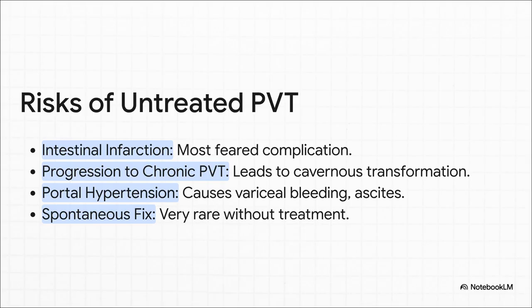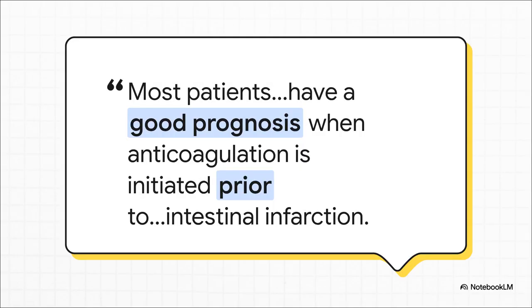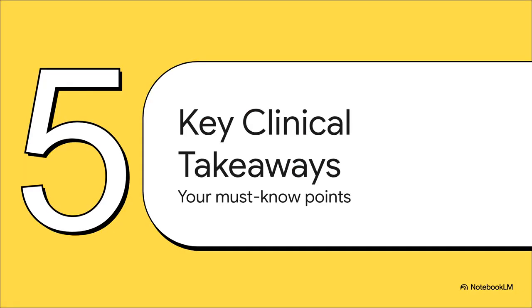But even if the patient dodges that bullet, an untreated clot is just going to become chronic. That leads to that cavernous transformation we talked about, which is really a sign of long-term portal hypertension, and that opens a whole new can of worms, like variceal bleeding and ascites. Just hoping it goes away on its own is not a strategy. But here's the good news, and this is really the key message I want you to walk away with. If you catch this early, and if you start treatment before the bowel is compromised, the prognosis for patients with recent PVT is actually excellent. It's all about timing.